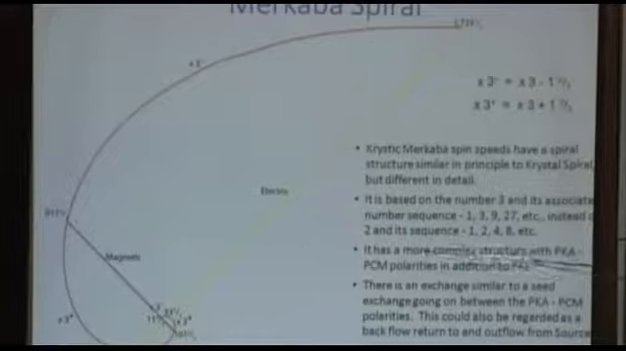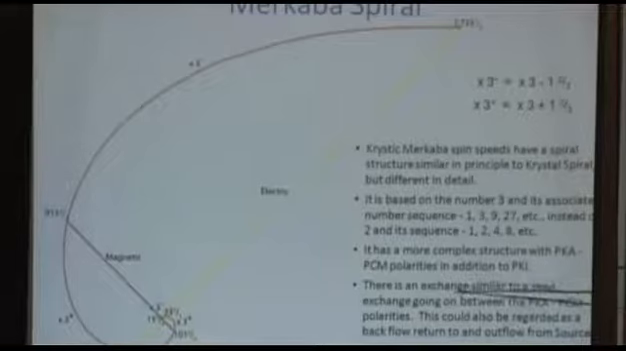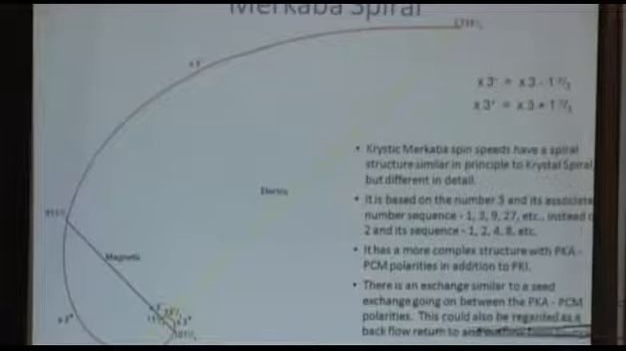Now, the structure is a little bit more complex than the crystal spiral because it involves polarities. It involves the part K and the part K polarities, and being polar, they exchange a seed between each other. So just as you have the two polarities, they're exchanging a seed, and that seed is creating the next stage of expansion. This could be regarded either as an exchange of seed, or as a backflow return to source and a subsequent return outflow from source.